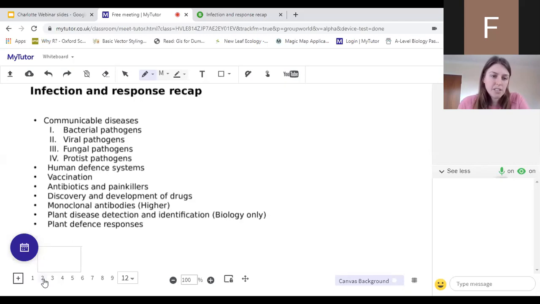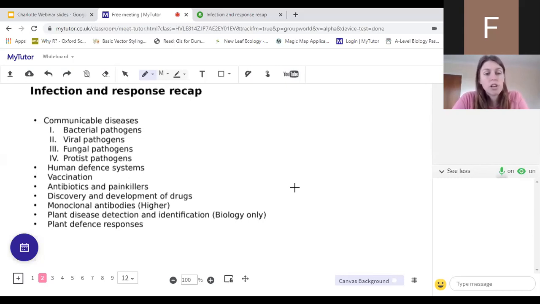let's go back to this because it's easy to see, isn't it? Then we went through human defense systems. So we talked about our skin, we talked about enzymes that we have in our saliva, stomach acid, nose hairs, all of those things. We also talked about vaccination as kind of the next one on. Oh, and we talked about the immune system in between there, didn't we? White blood cells. Vaccination, how that works, what is vaccinated, and how to answer questions about vaccination. Antibiotics and painkillers.